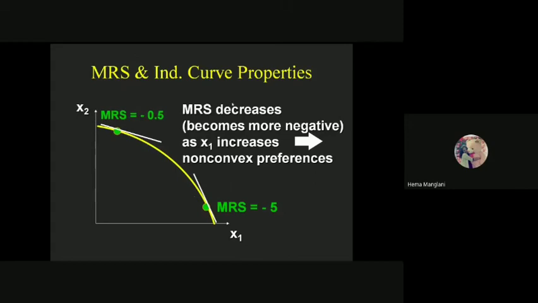In concave or non-convex relationships, the MRS is -0.5 here, but when you reach this extreme, this is equivalent to -5 here. So that's why we do not follow convexity or the average bundle of two extremes in the non-convex preferences.